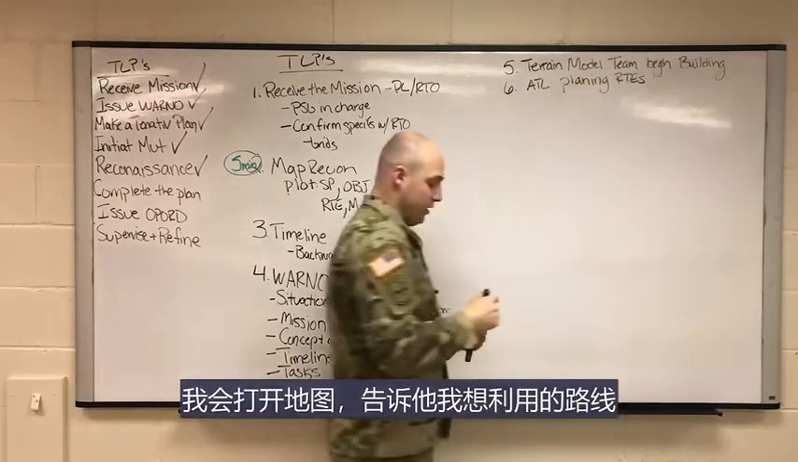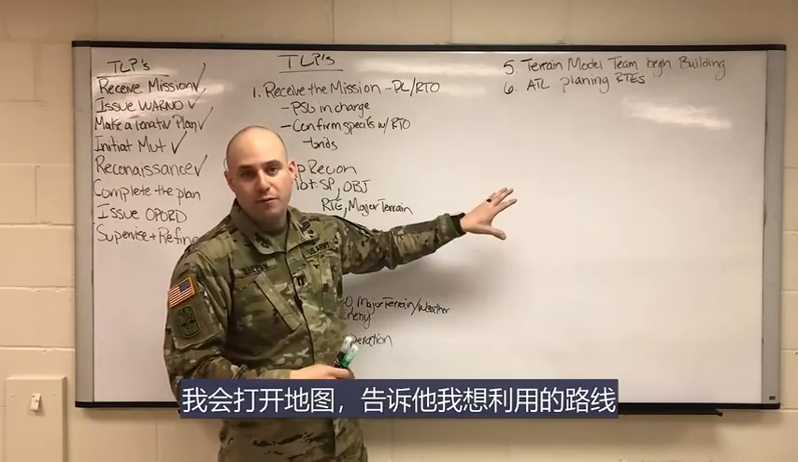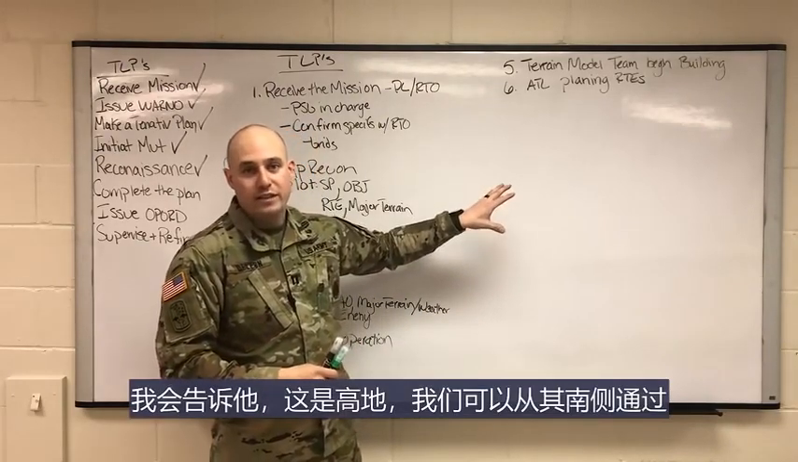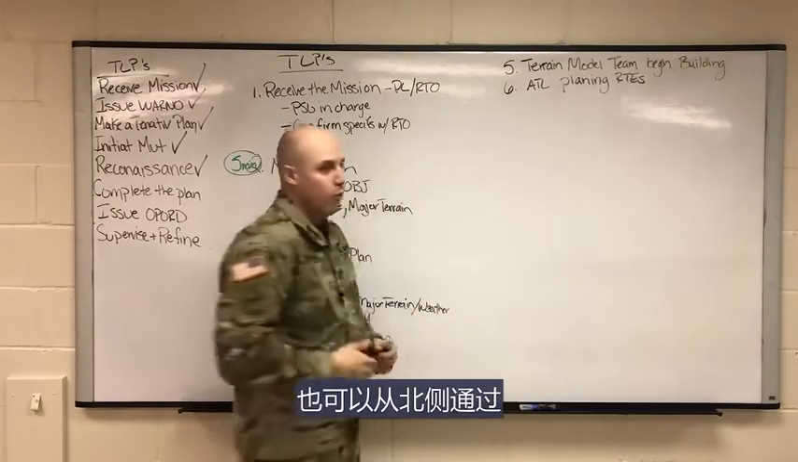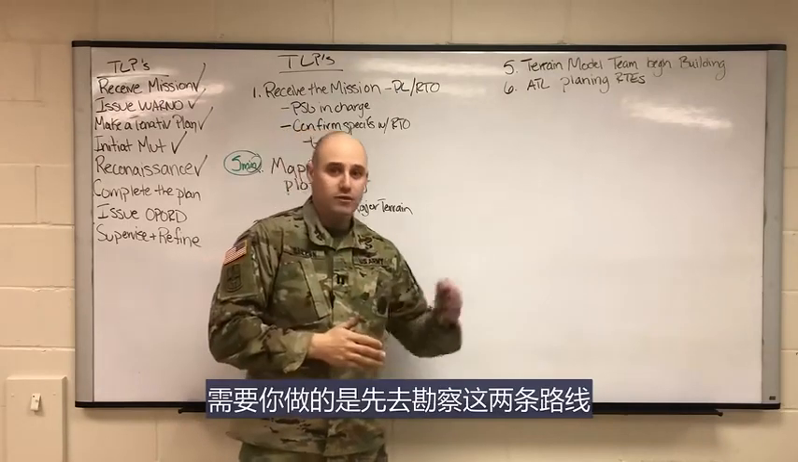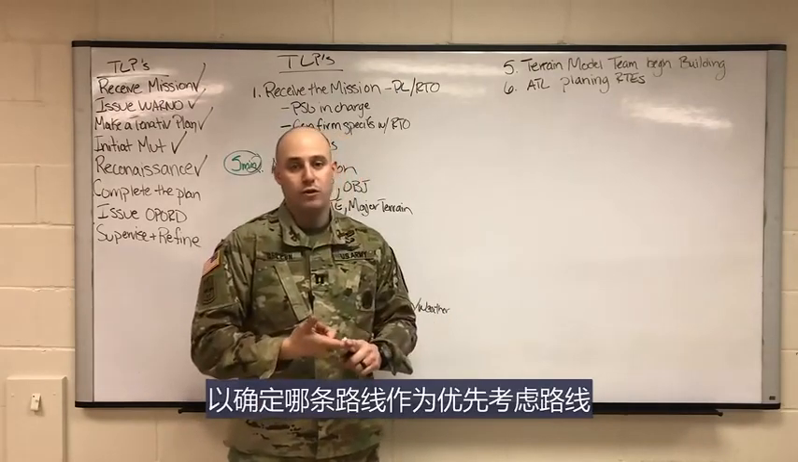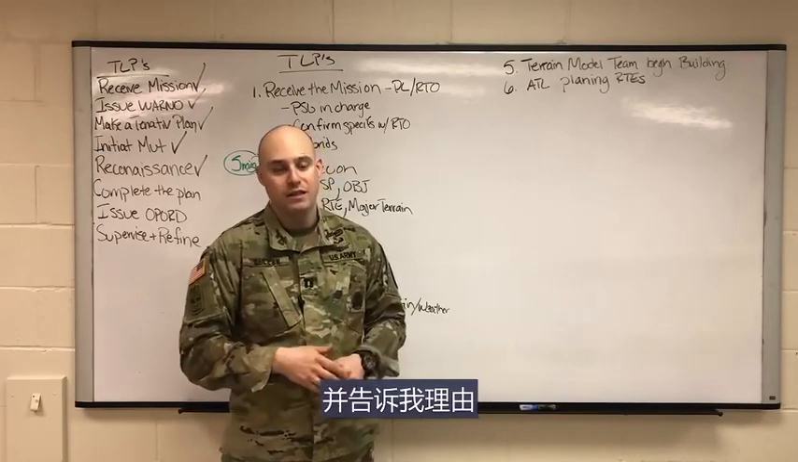All right, so he's planning your routes. What I'll do is take the map out, and I'll show him my route thought. I'll say, hey, there's this hilltop. We can move south of it. We can move north of it. What I want you to do is build the routes moving south and moving north, call whichever one you assess is the best the primary, the other one the alternate, and I'll confirm and validate that it makes sense.